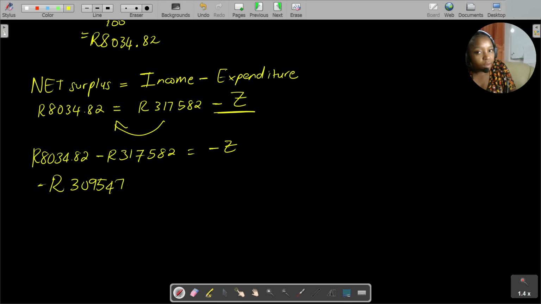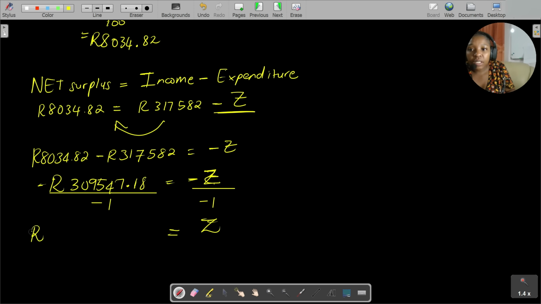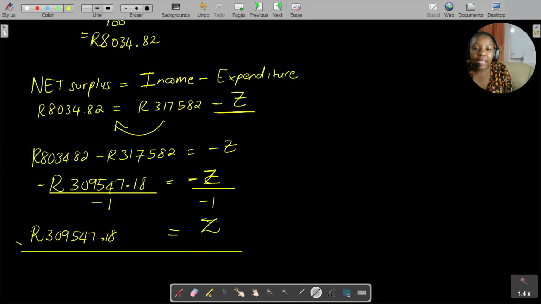309,547,18 is equal to negative Z. But remember, we are trying to isolate Z, né? So the Z needs to be a positive value. So we can just divide by -1, divide by -1, so that we get rid of that negative. Then we see that our Z is actually equal to positive 309,547,18. So that is a value for our Z.